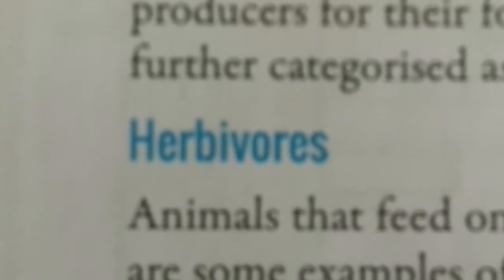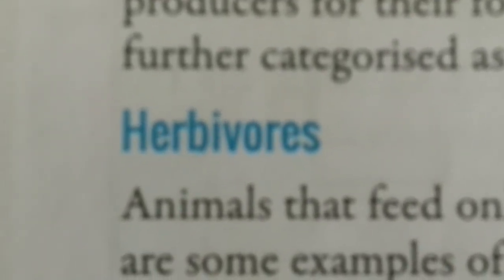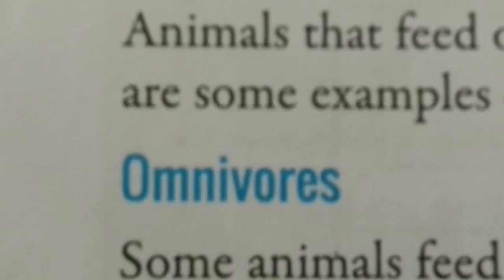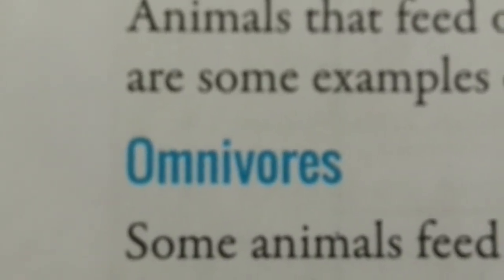Now let us study about the herbivores. Plant-eating animals are known as herbivores. Example, cow, buffalo. Next comes the carnivores, animals that feed only on other animals. Example, lion, tiger. And the next category is the omnivores.